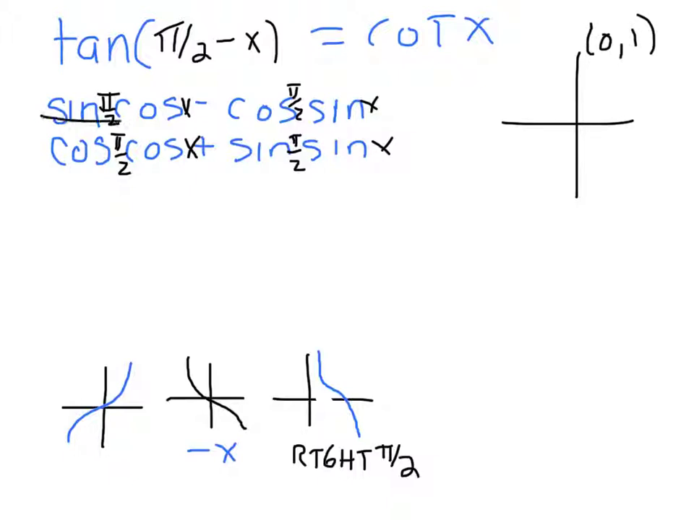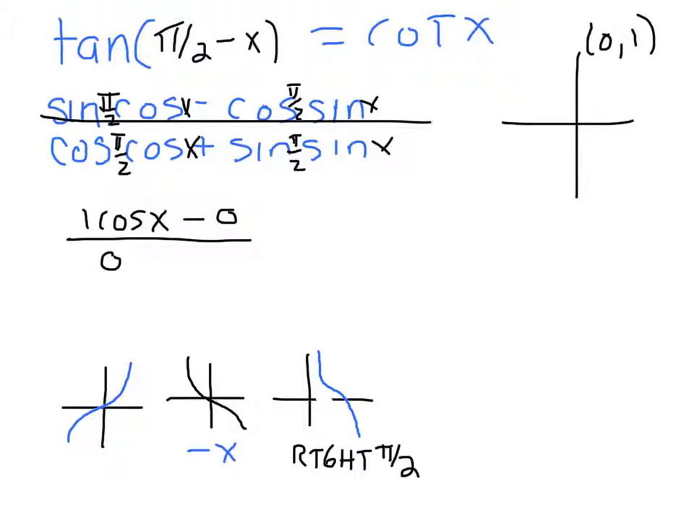So, remember, tangent is sine over cosine. So sine of pi over 2 is 1, so it's 1 times cosine x, minus cosine of pi over 2, which is 0, so that's 0, over cosine pi over 2, that's 0, minus sine pi over 2, that's 1. That's cosine over sine, that's cotangent.